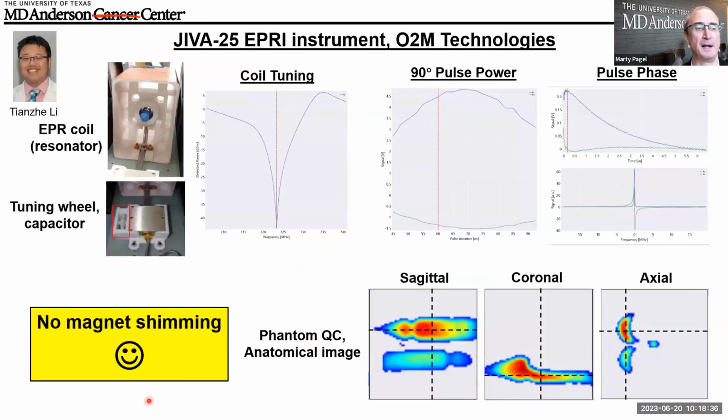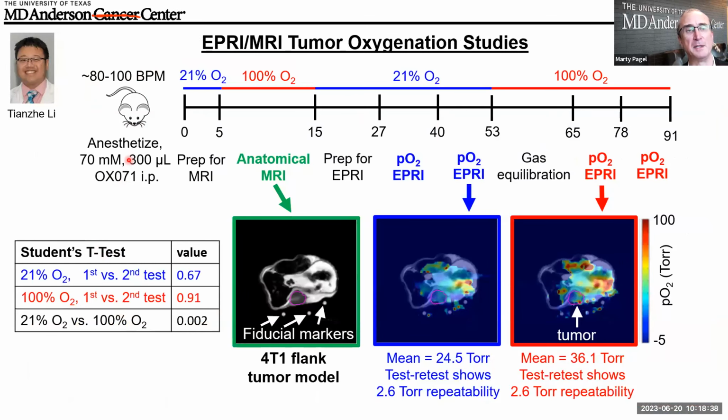All right, well, if we were to move on, here's a study that we did with this instrument to show the merits of measuring PO2. We call this an EPRI MRI tumor oxygenation study, or oxygen enhanced, because we're going to change the amount of oxygen in the breathing gas. First, we anesthetize the mouse. We inject our agent intraperitoneally prior to doing any imaging. We allow that to circulate in the mouse so that by the time we get to the EPR imaging, it has circulated for at least 27 minutes and started to accumulate in the tumor, and it will last for the entire duration of our experiment due to the IP injection.